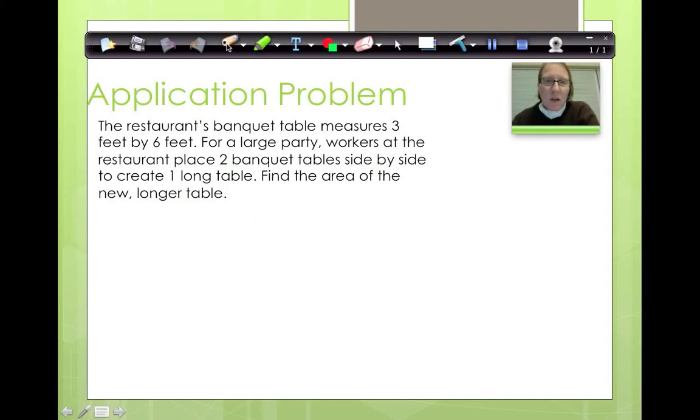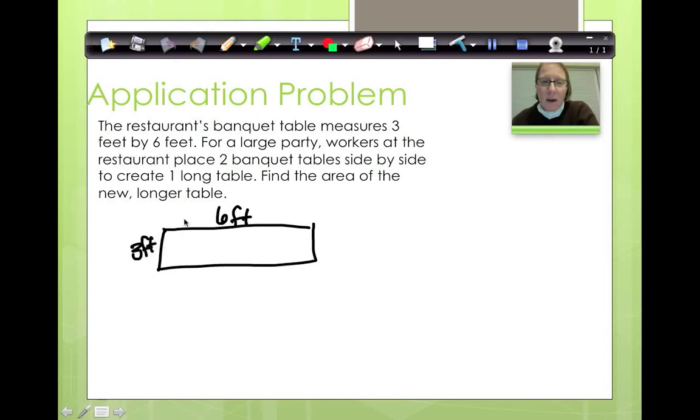Okay, so first, we're going to draw a picture of the first one, sort of like a tape diagram. Here's the first one. This one is 6 feet long, and this is 3 feet long. Now, let's suppose I put 2 together, side by side. Maybe they should have said end to end, because if you're going to make a really long one, you've got to put it end to end. Now they're all the same. All the banquet tables at that restaurant are exactly the same. So I know that this would be 6 foot long. I know that this is going to be 3 feet long.